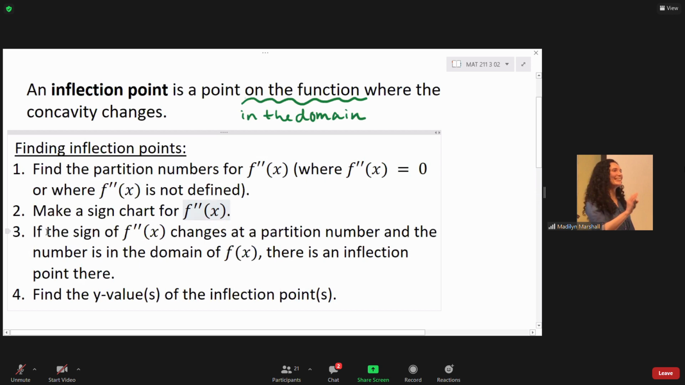Then 3 is where it changes a little. So if the sign of f double prime changes at a partition number and the number is in the domain of f, there is an inflection point there. And our last step, so inflection point, it really is the whole point, the x, y. So we need to find the y values that go with the inflection points.